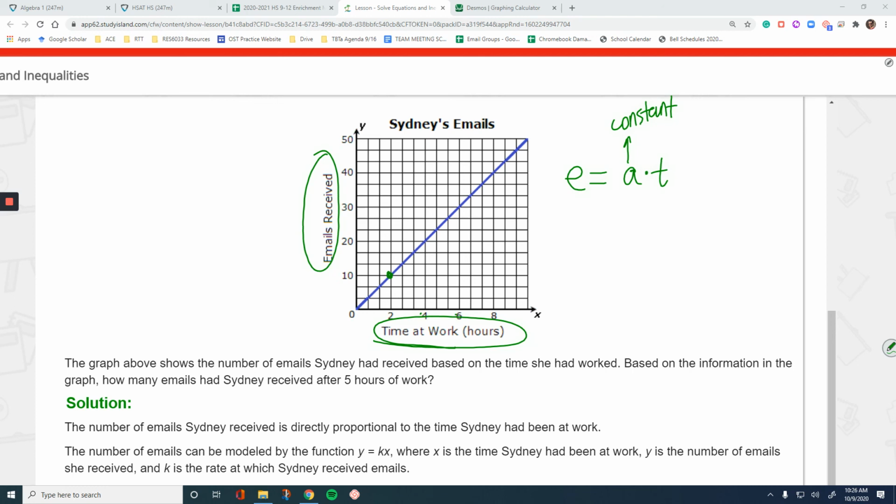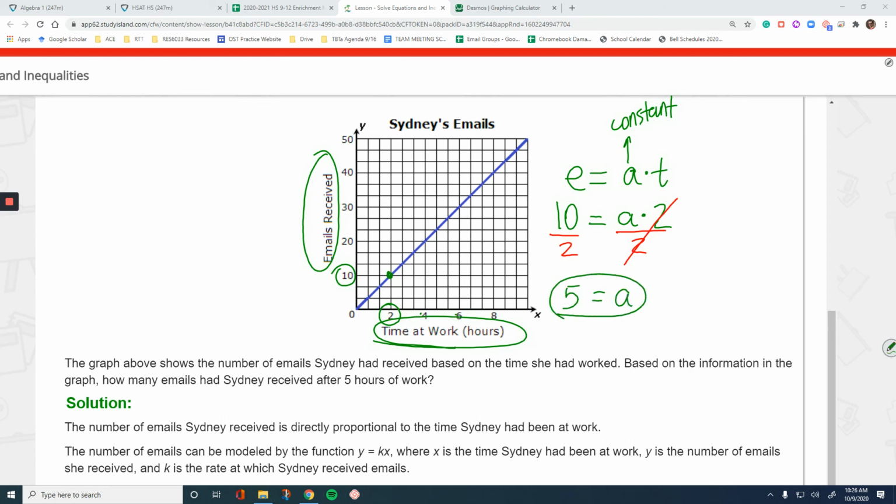For 10 emails, what was the name of the person? Sydney. If Sydney works 2 hours, she gets 10 emails. 2 hours, 10 emails. Let's find our constant, okay? To get the A by itself, I gotta divide each side by 2, because I have multiplication, division is the opposite. So A would be equal to 5.